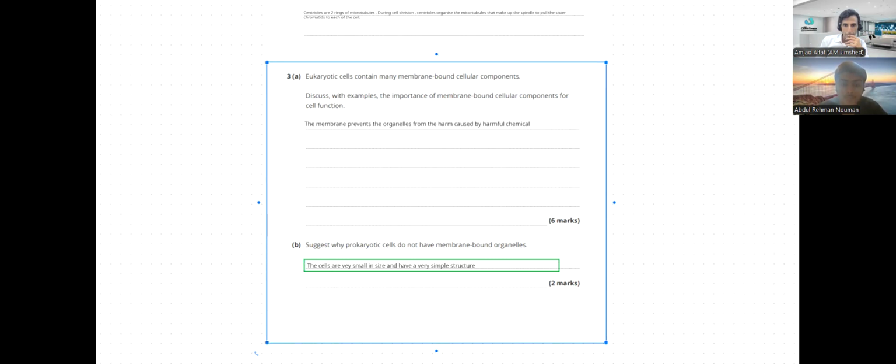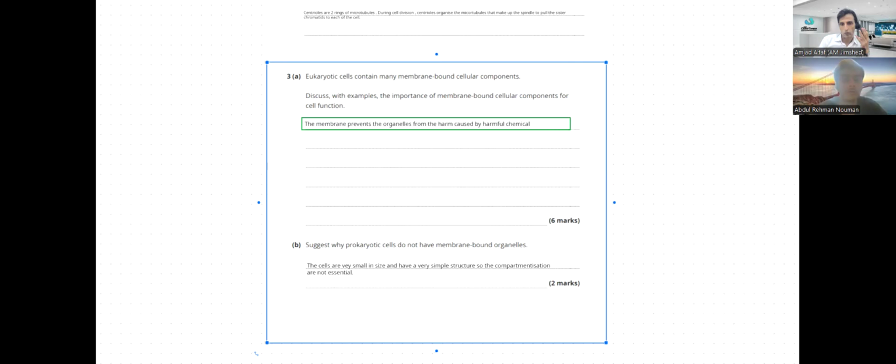You can add one more point for this, according to the mark scheme. It's a 2 mark question. For 2 marks, what do you need to add? We haven't written the 6 marker one. We should start the 6 mark. I've done the 2 marker. I wrote the cells are very small inside and have a very simple structure, so compartmentalization is not essential. In case of the 6 mark, I have told you already, you need to take different organelles and talk about their function.